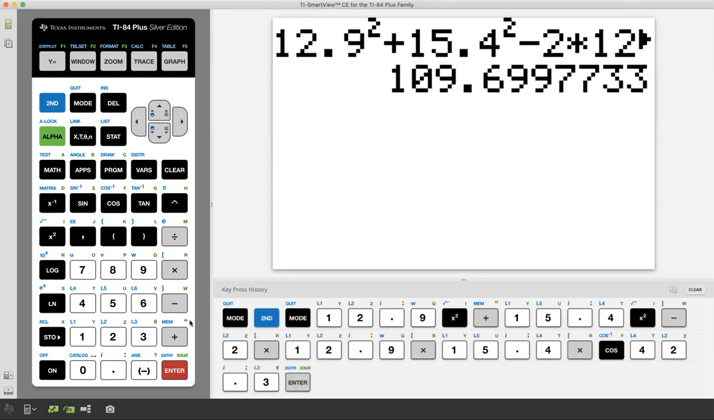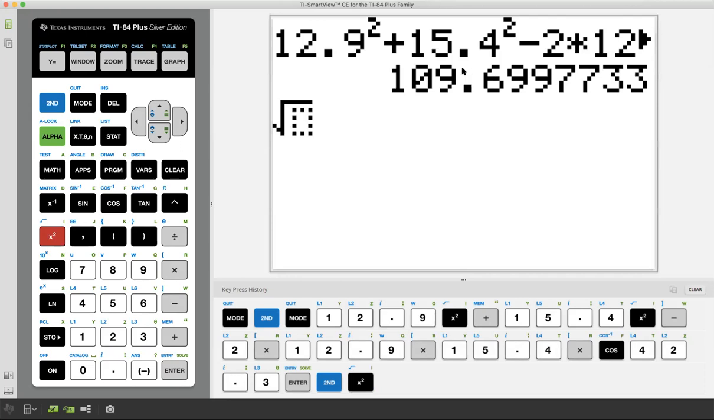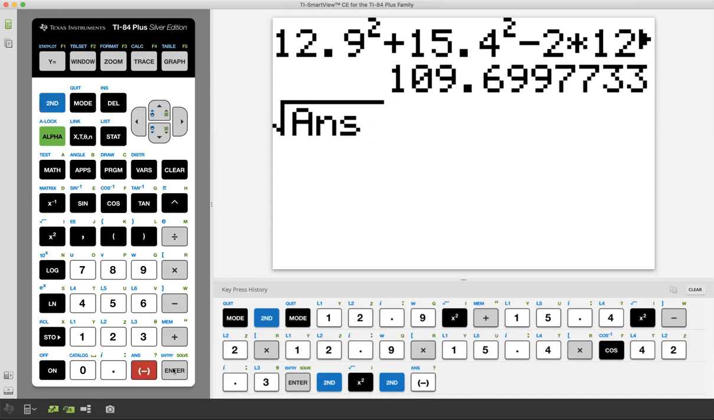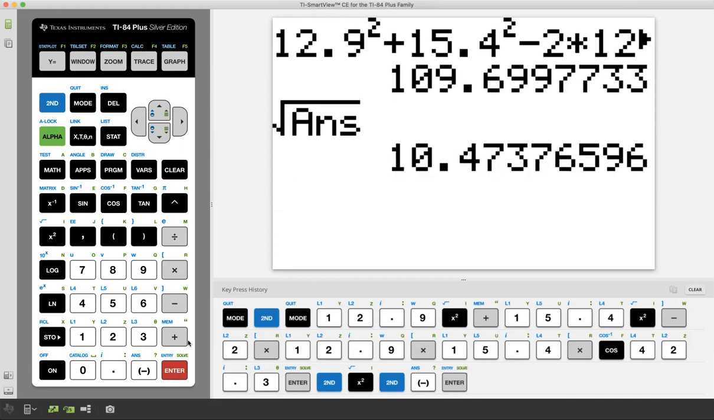Okay, and there it is. So that's b squared, approximately 109.69977. And then to get b, you're going to have to take the square root of that number. So I'm just going to go second square root. And then I could put in the answer instead of typing it in. See where it says answer right there? If you have this type of calculator, I could just hit second answer, and that puts in the answer from the previous calculation. And then there's my final answer.